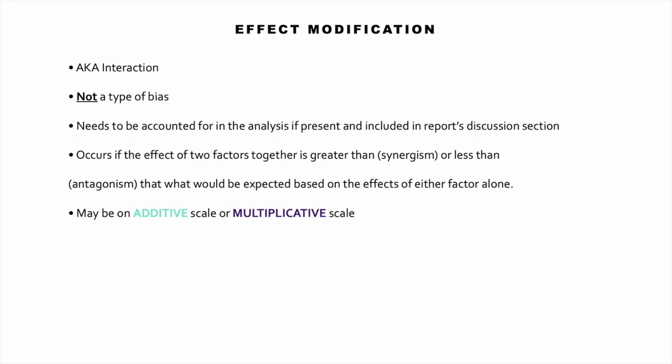Most diseases have multiple causes, so how do we figure out how much each cause contributes? And if we determine a factor causes disease, how can we tell if it's worse for some people than others? Effect modification can help answer this. Effect modification, also known as interaction, is not a type of bias. It needs to be accounted for in the analysis if you find it, and it should be included in the discussion of a study's report, but it's not always a bad thing. You just have to discuss it and report it.